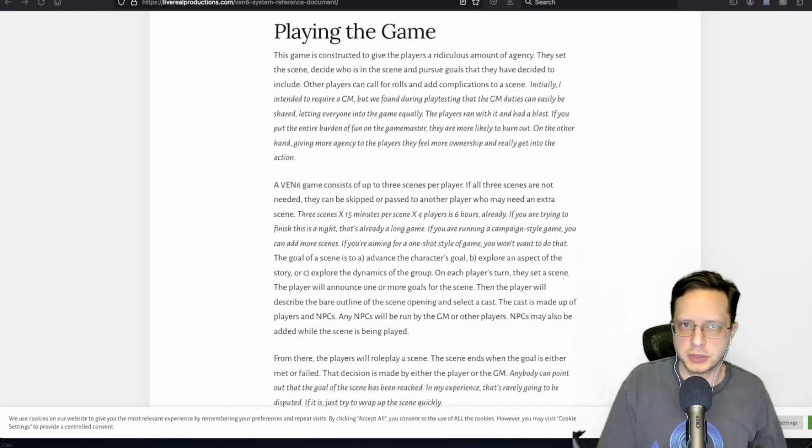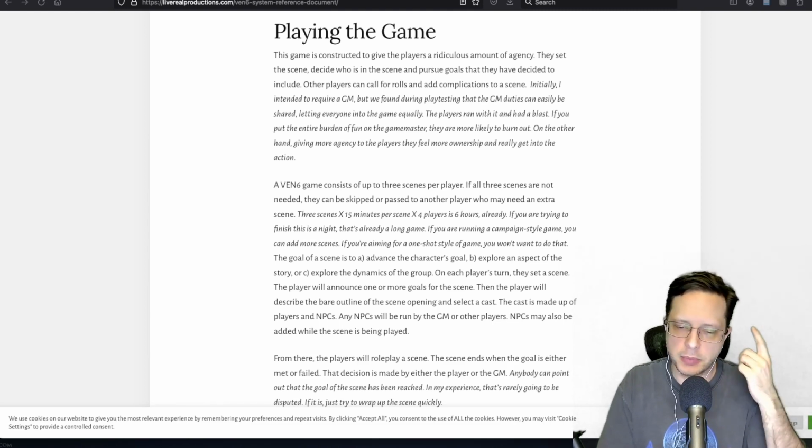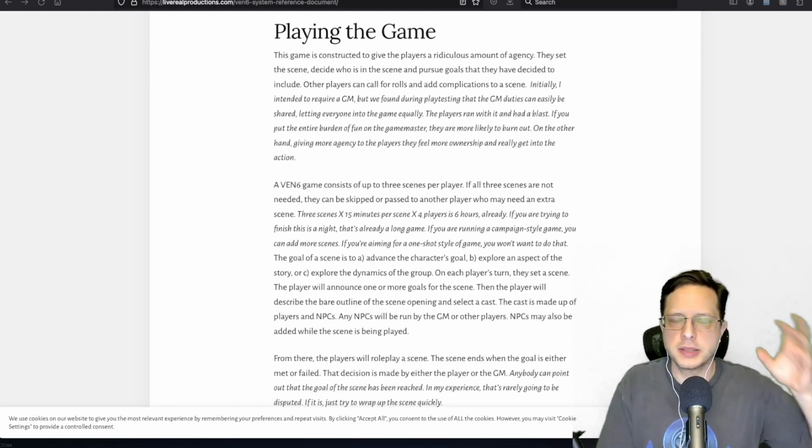Why would I want to utilize VEN6 for my system? Well, we'll discuss some of the mechanics later, but the first thing I wanted to touch on was just the basic idea that this is intended to be as zero prep of a game as possible.